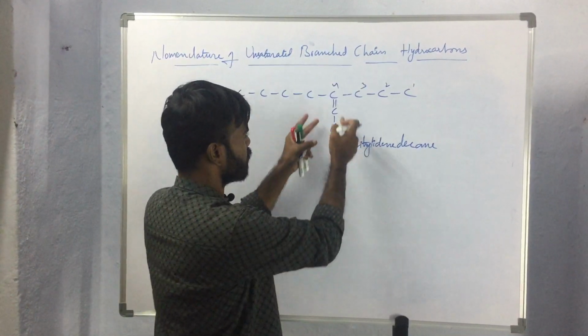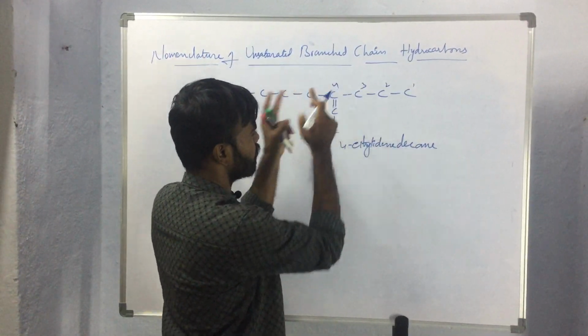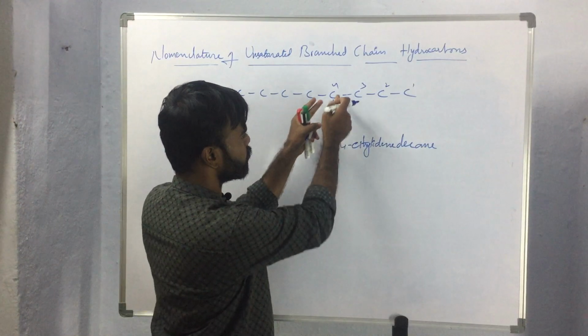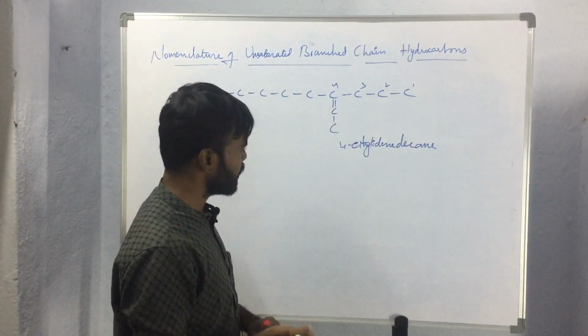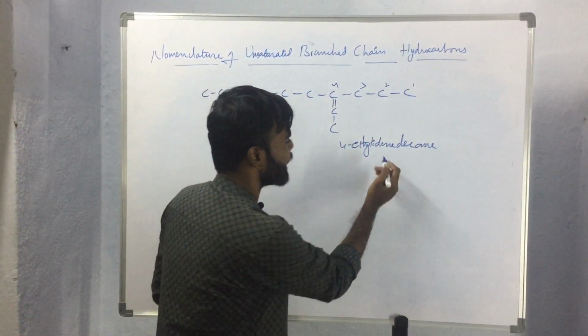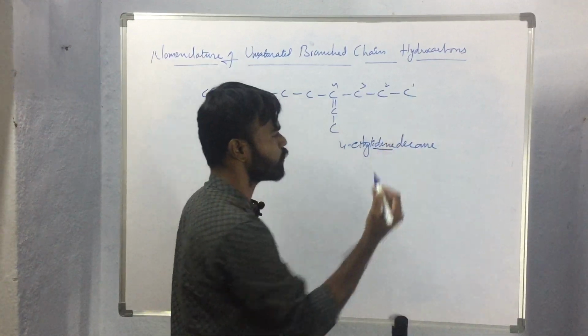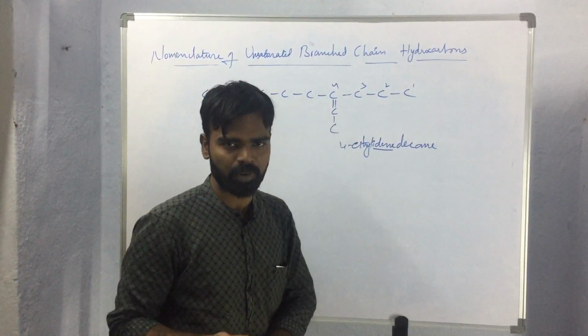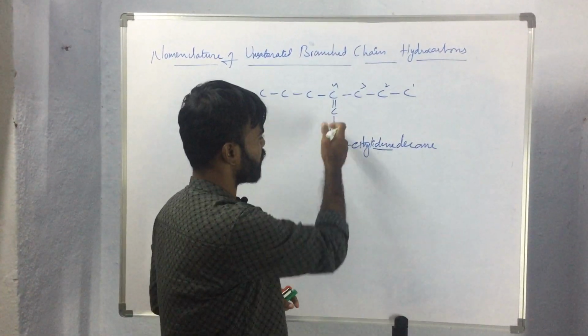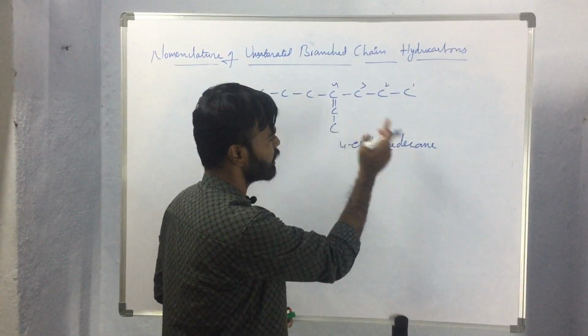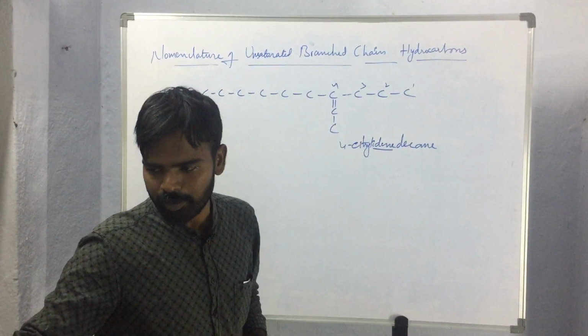So in case the unsaturation is attached directly to the parent chain, we will be adding the suffix idene to the name of the side chain. So the name of the compound will be 4-ethylidene decane. So like this we will be naming the compound.